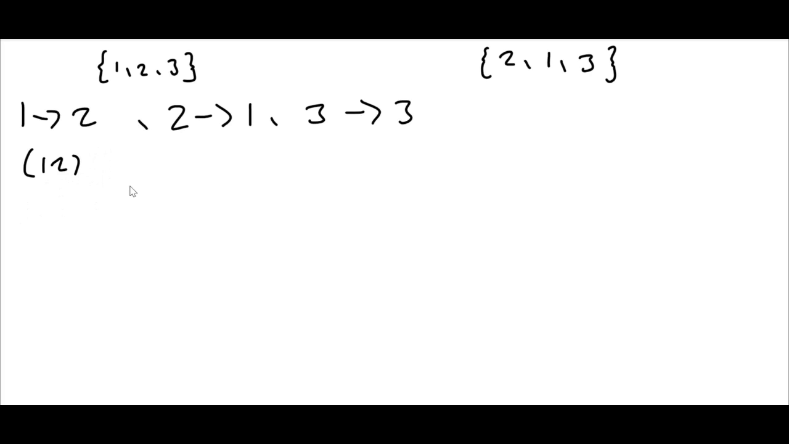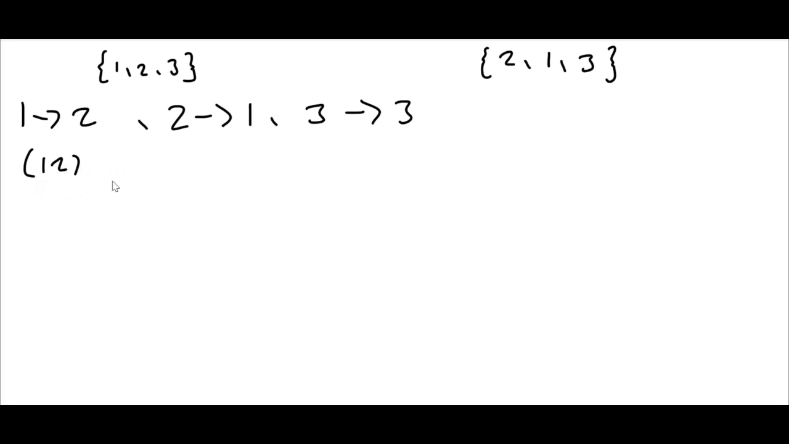And this just means what you do is when you want to know where a number goes, you find that number, and then it goes to the number immediately to the right of it. So 1 goes to 2. Now, where does 2 go? Well, we get to the end, so we go back to the start, goes to 1. Where does 3 go? Well, 3 just goes to itself.